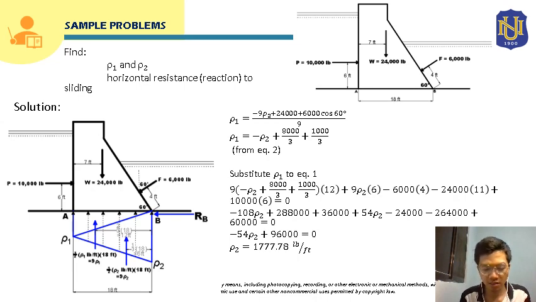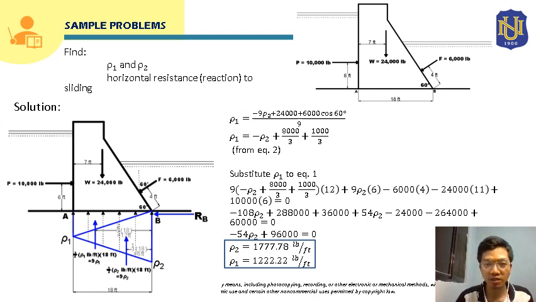So substituting rho 2, that will be negative rho 2, which is 1,777.78, plus 8,000 over 3, plus 1,000 over 3. So that will give us 1,222.22 pound per feet. So this will now be the rho 1 and rho 2. So this will now be the answers for this sample problem.